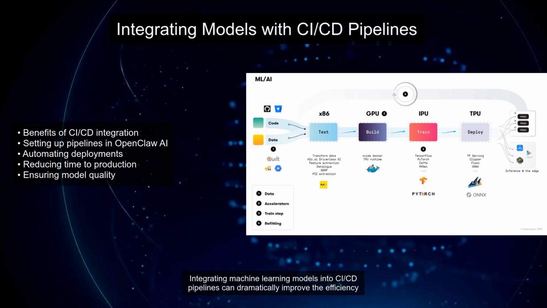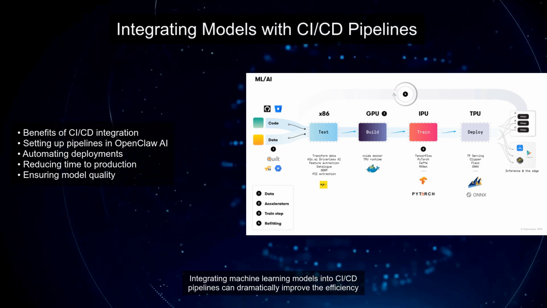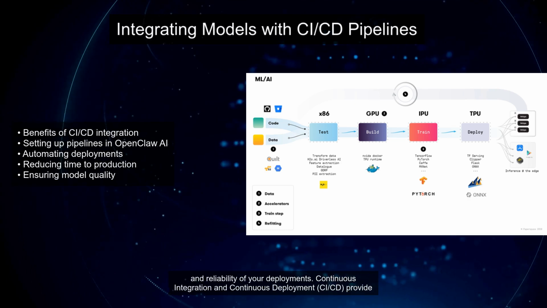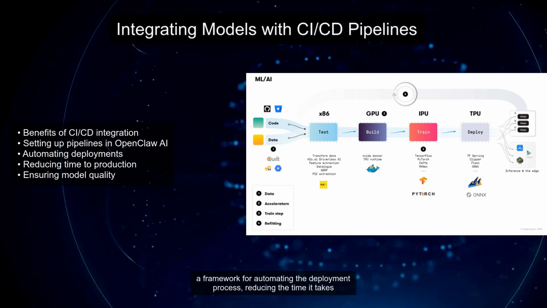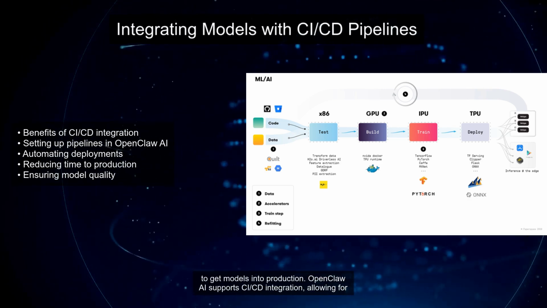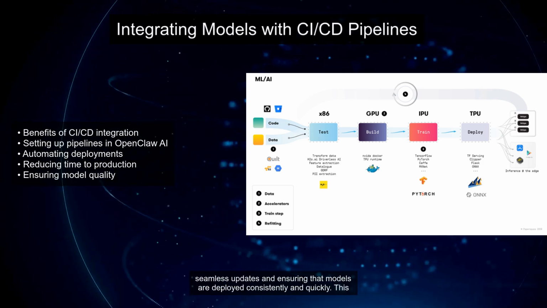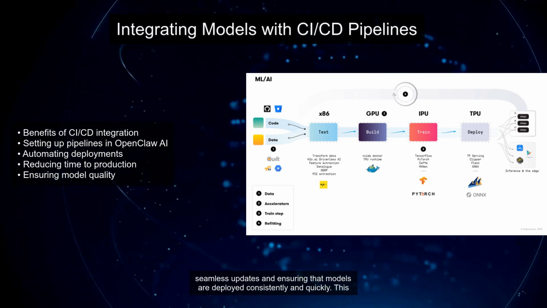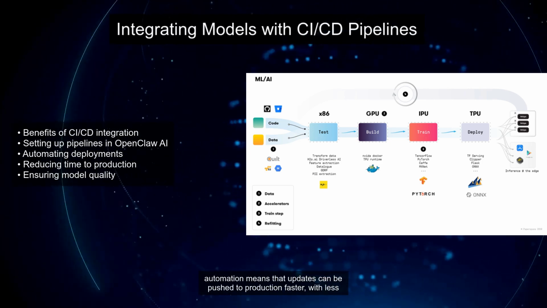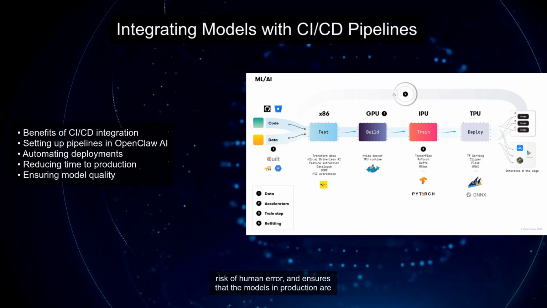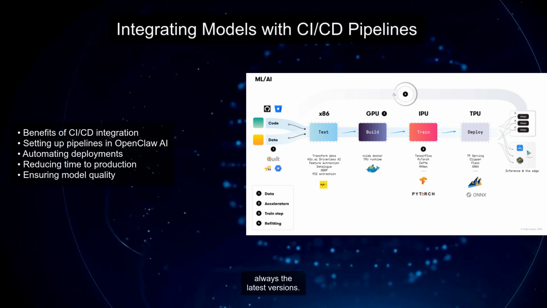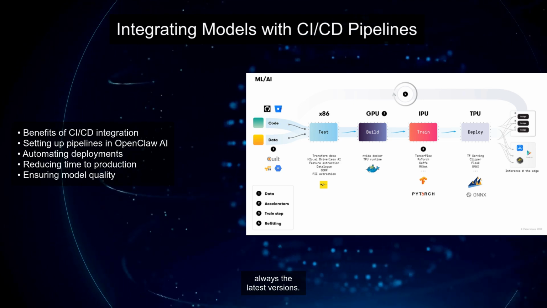Integrating machine learning models into CI/CD pipelines can dramatically improve the efficiency and reliability of your deployments. Continuous integration and continuous deployment, CI/CD, provide a framework for automating the deployment process, reducing the time it takes to get models into production. OpenClaw AI supports CI/CD integration, allowing for seamless updates and ensuring that models are deployed consistently and quickly. This automation means that updates can be pushed to production faster, with less risk of human error, and ensures that the models in production are always the latest versions.